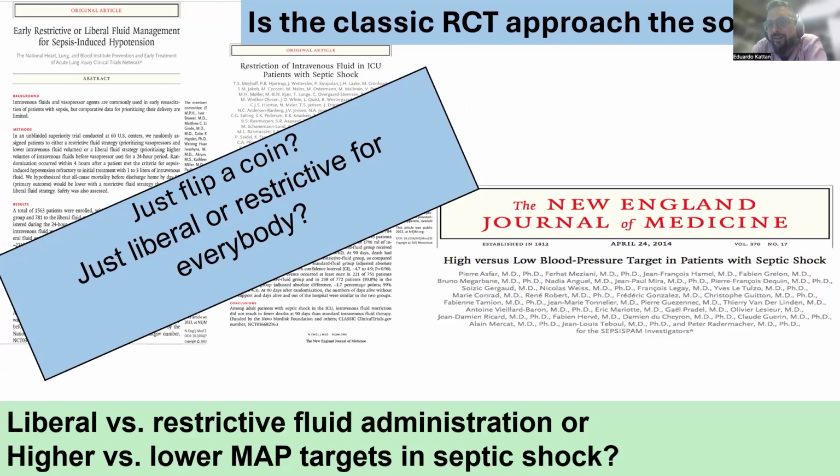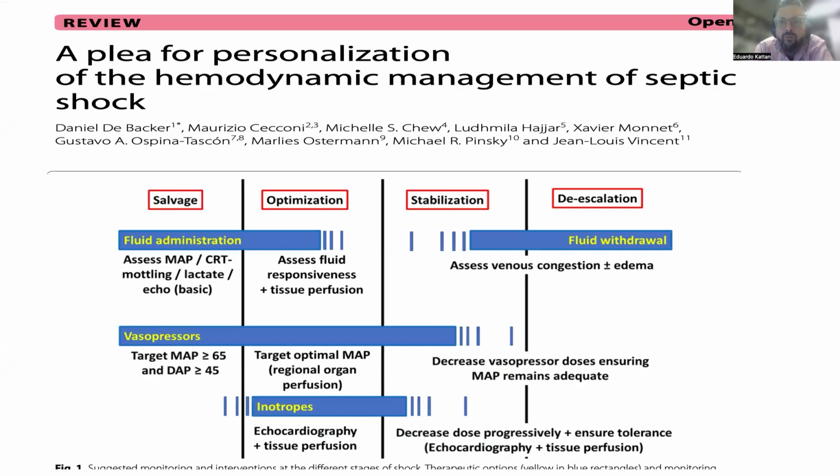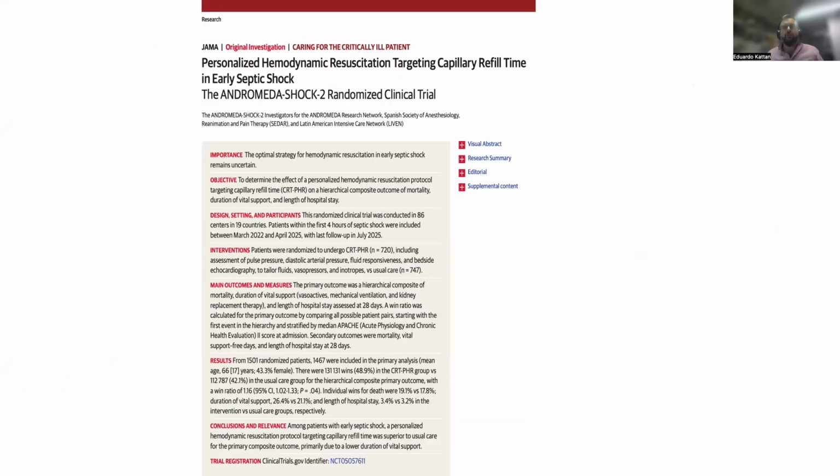So that's where our recent randomized trials, for example those randomizing to liberal versus restrictive fluids or high versus low MAP targets, are not addressing adequately the heterogeneity of our patients. And should we just try this approach, or can we go a little bit deeper? And if I would like to recommend one review, it is this one by Daniel De Backer and collaborators, in which they make a plea for personalizing the hemodynamic management of septic shock. So this is how ANDROMEDA-SHOCK 2 was born.